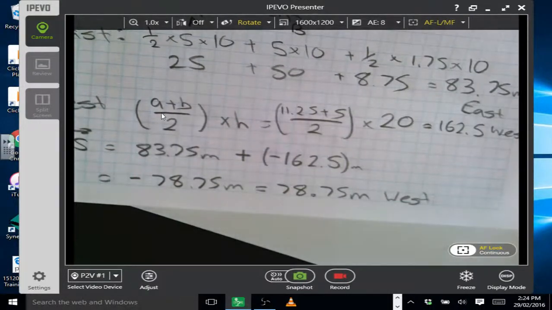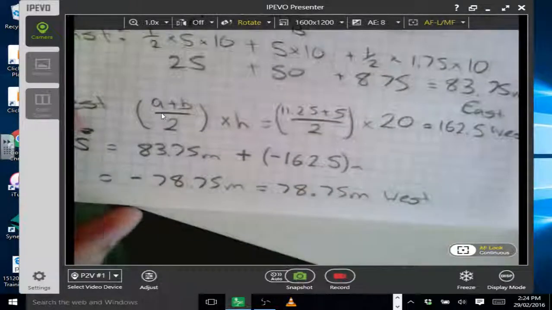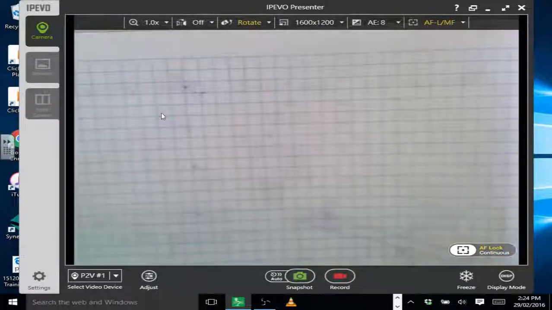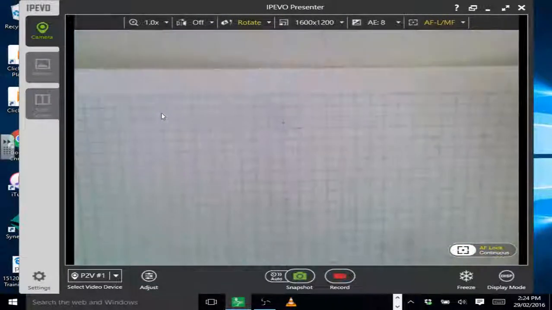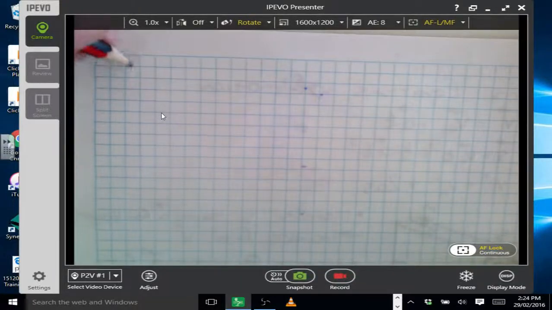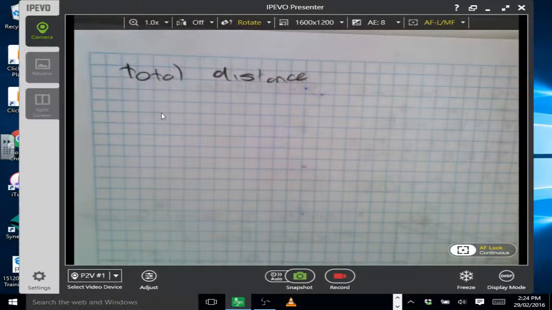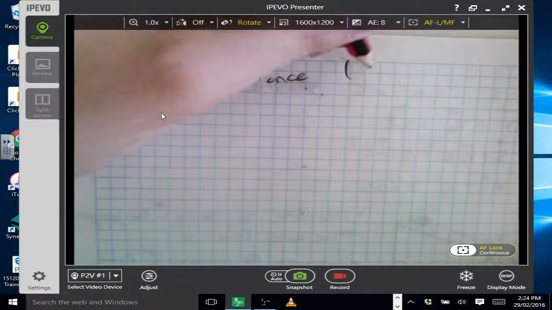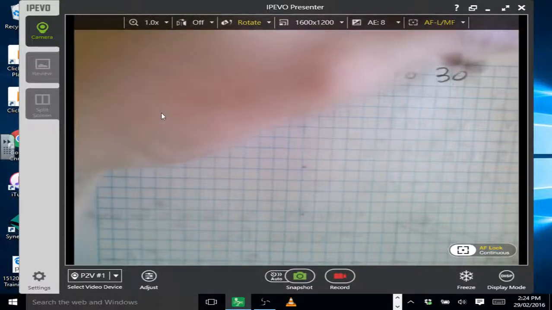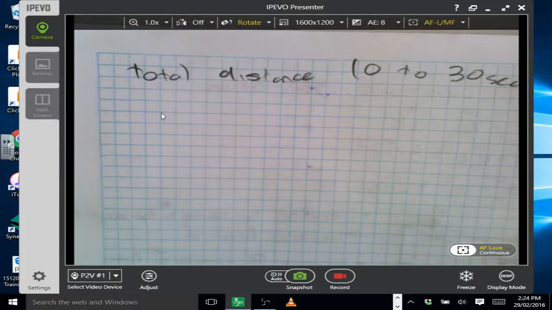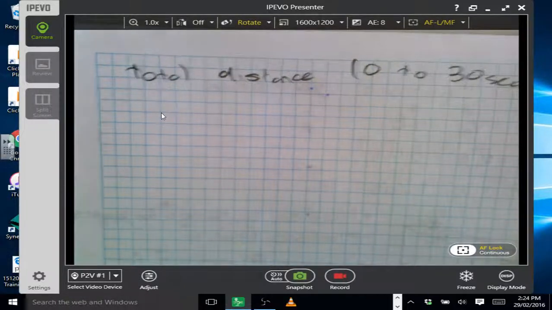Okay. All right, so a follow-on question to that, I might just move the camera over this side. Okay, what about the total distance? What do I do to work out the total distance traveled? So we had motion east, we had motion west. Do we care with total distance which direction it goes? No, we just add it up. So let's just do that.